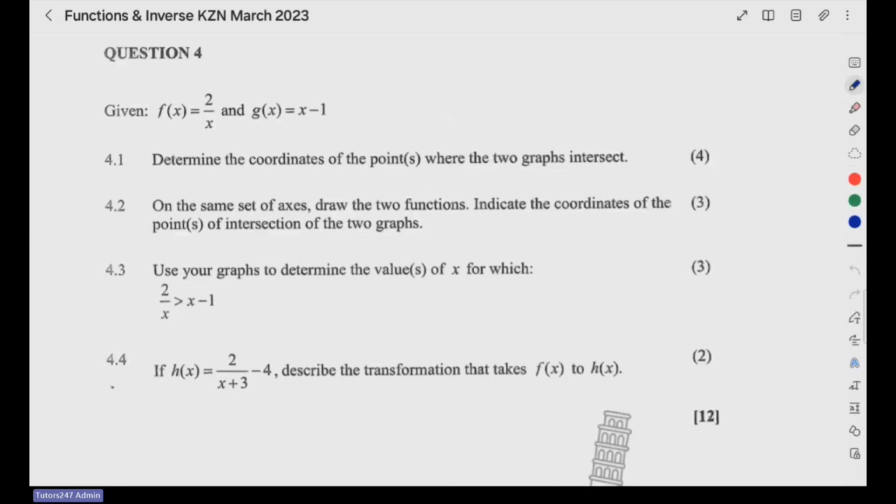So we have f of x, which is equal to 2 over x. Now, because x is in a denominator position, we can see that this is a hyperbola. And we can see that g of x is equal to x minus 1, because the degree of this function is 1, because the highest exponent, or you could say the biggest exponent of x in this function is 1. We are dealing with a linear function.